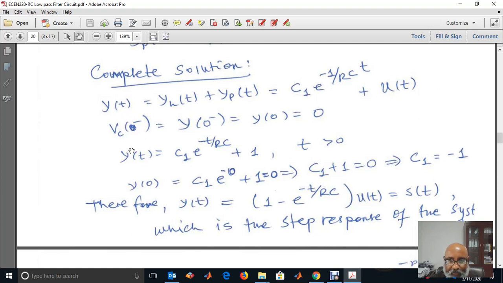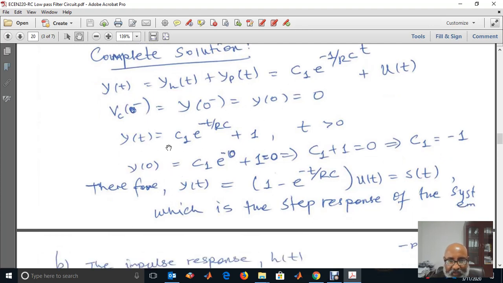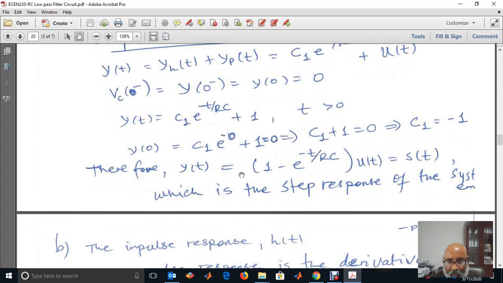From the initial condition. Vc at 0, which is equal to y at 0, is equal to 0, which means y(t) is c1 e raised to minus t over RC plus 1. Then at t equal to 0, c1 plus 1 is equal to 0, and c1 is equal to minus 1. Then the final solution becomes y(t) equals 1 minus e to the power of minus t over RC, everything multiplied by u(t). What is this? This is the step response of the system, that means the output of the system when the input is a unit step function.